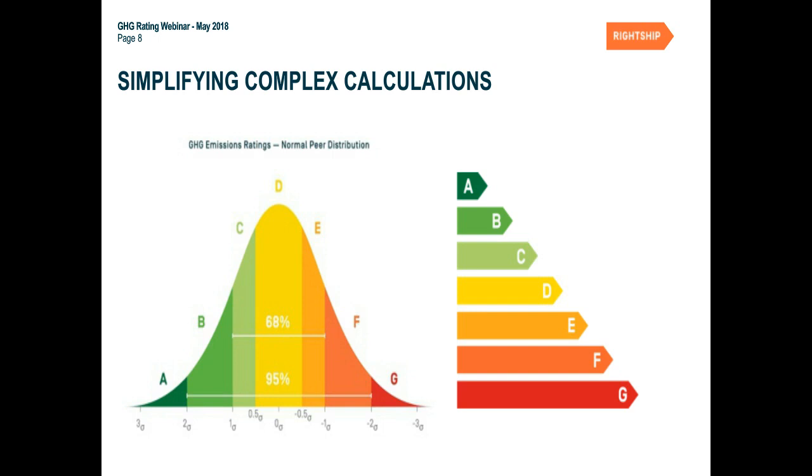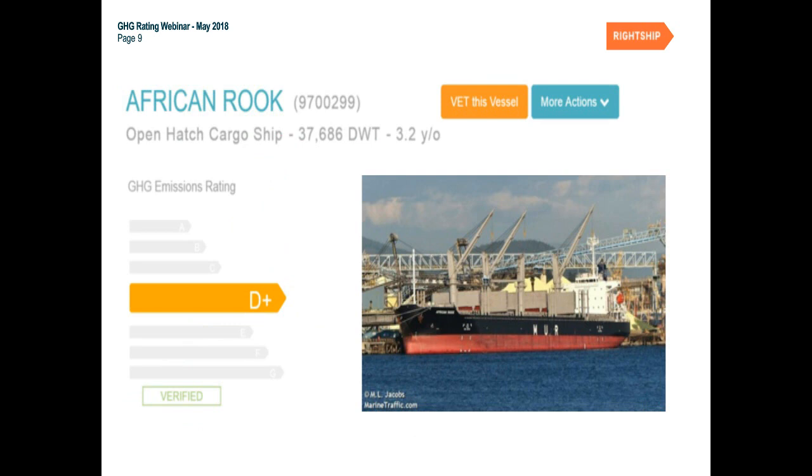So to give you an example, we have up on screen here the African Rook. So this vessel called into the port of Melbourne, where we're situated, last week and is currently heading for New Zealand. It's an open hatch cargo ship, 37,000 deadweight tonnes and just over 3 years old. When compared to ships of a similar size and type, the African Rook is D-rated, or put simply, it is of average efficiency based on the amount of carbon emitted per tonne nautical mile.